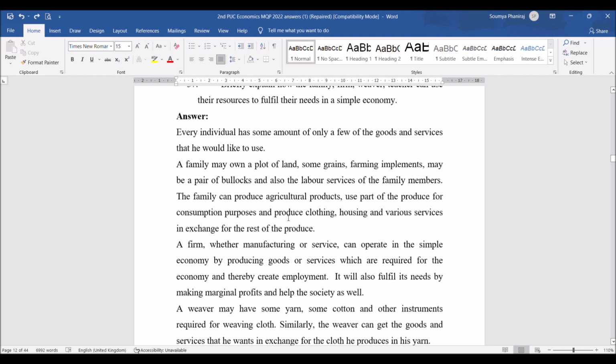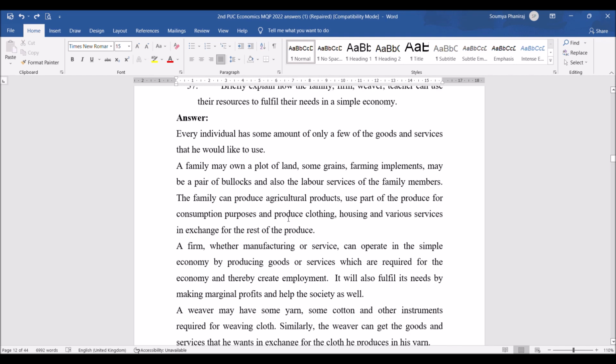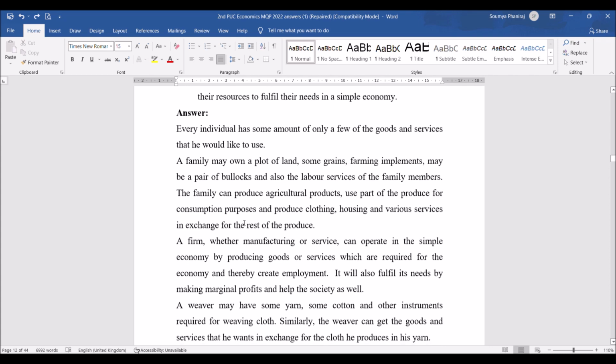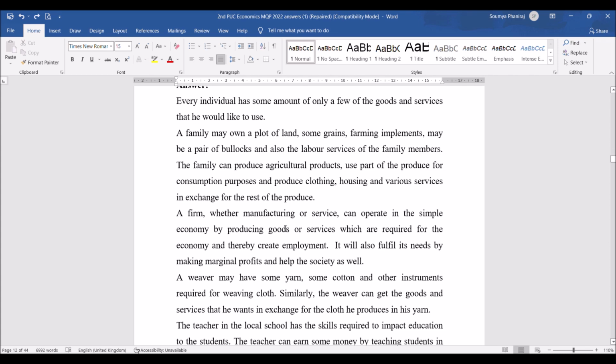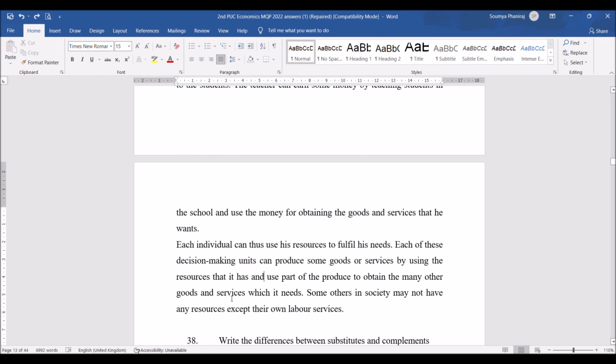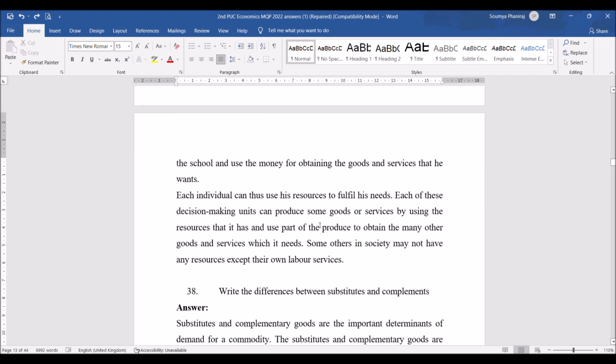And there is this discussion on the family, how a family has to plan for its resources in the simple economy is discussed. And then in the next small paragraph about the firm, and then about the weaver, and then about the teacher. And finally, as a concluding remark, you have to say how the economy is behaving in this simple economy. So it says each individual can thus use his or her resources to fulfill the needs, and some others in the society may not have any resources except their own labor services.